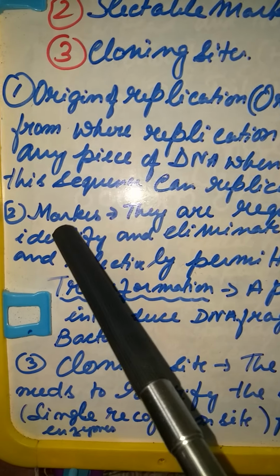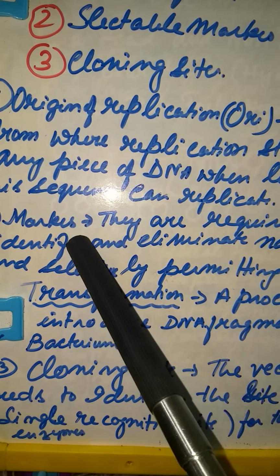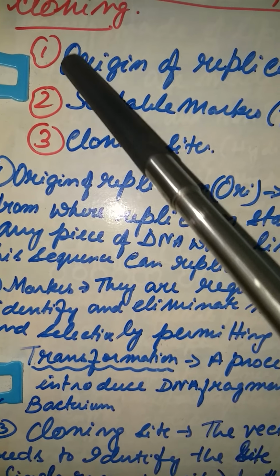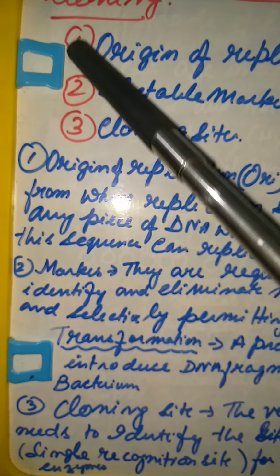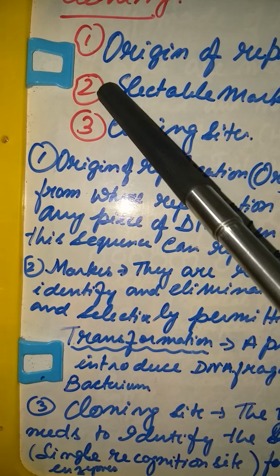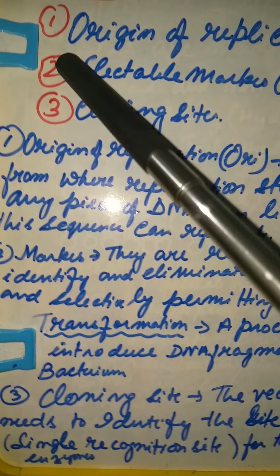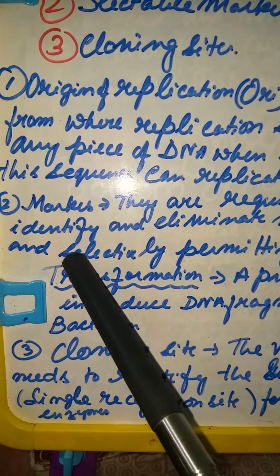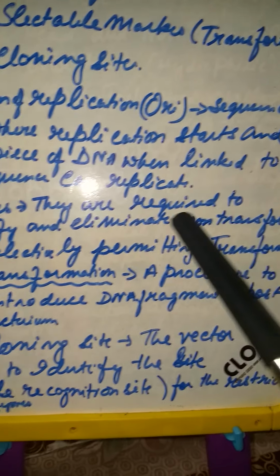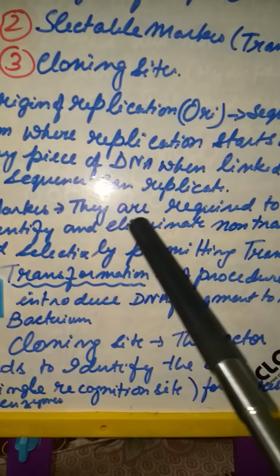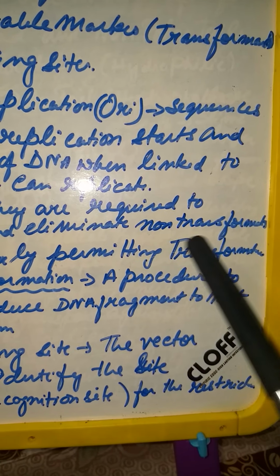Now, what are markers? Markers are used as identifiers. See, on the board, if I am writing 1, 2, 3 with this colored pen, this colored pen tags that these are the important points. Like that, we don't use colored pens, but we use certain enzymes. So these enzymes are tagged and they are required to identify and eliminate non-transformants.